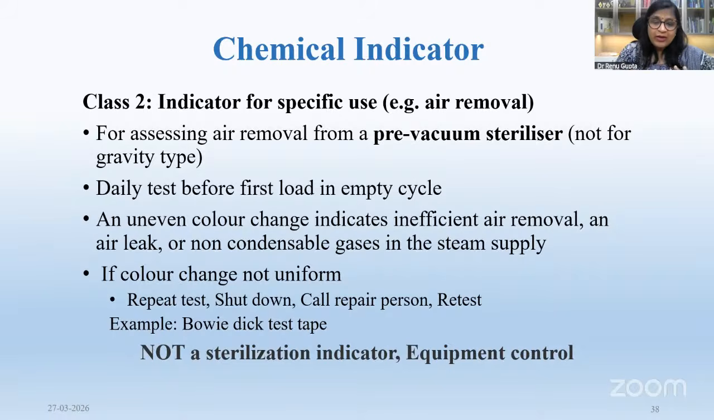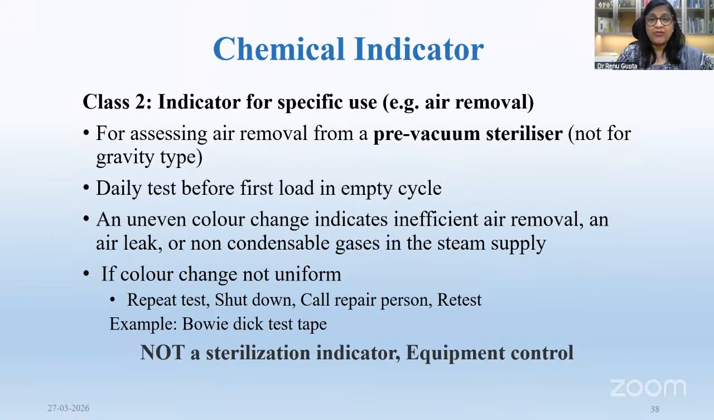As I told you, in a gravity type of autoclave, there is no problem. Air will be removed by gravity. So we do not need these class 2 indicators in the gravity type of autoclave. But we need this in the pre-vacuum type of sterilizer, in which we are removing air by vacuum. We want to check whether air has been completely removed or not. So this Bowie tape test, or the class 2 indicator, is used daily before the first load is processed, and it has to be kept in an empty autoclave.